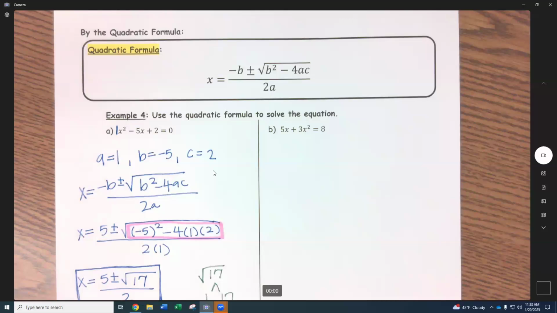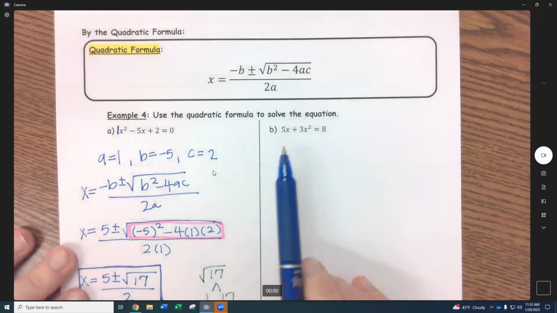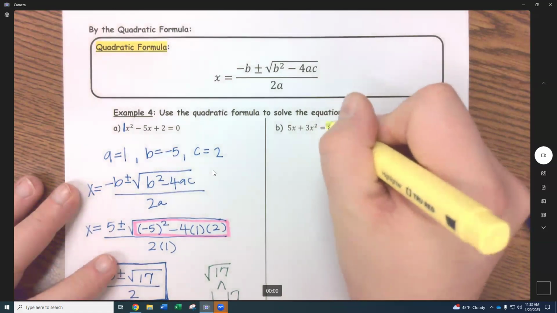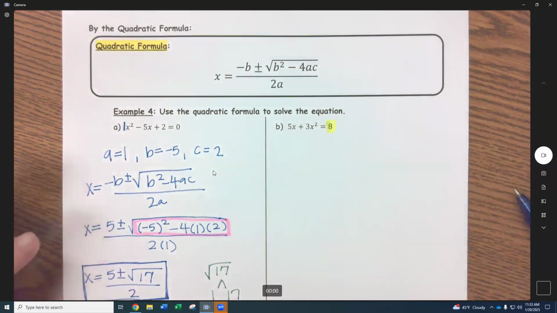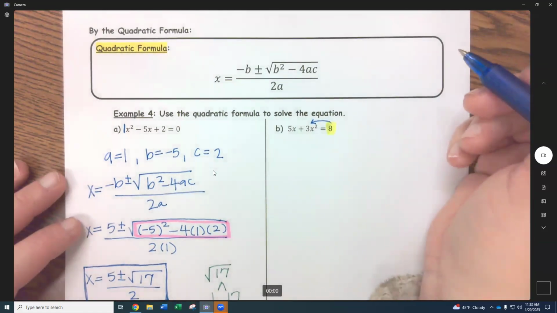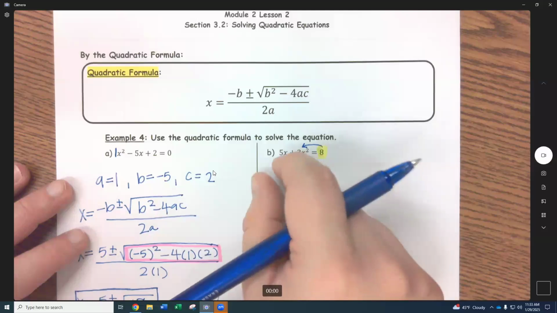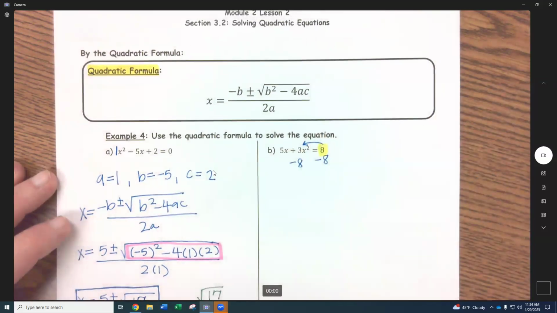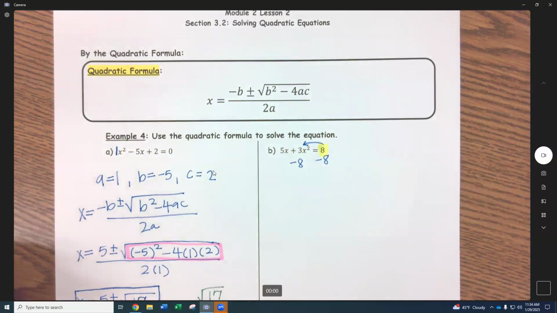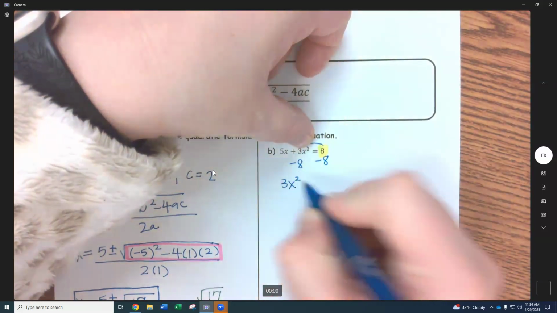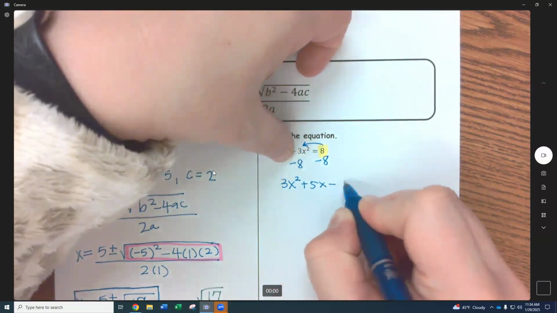So example B, still using the quadratic formula here. And I need to rewrite this because this is not in standard form. We do not want this to equal a number. So what I need to do is move that over to the other side. Now, again, the biggest mistake when you guys do this, you guys just pick up that 8 and think you can move it to the other side like that, but you always have to do the opposite operation. So we're going to subtract that 8 over. Now, while I subtract that 8 over, I'm also going to rewrite this in standard form. So I'm going to make sure to do my x squared first, then my x, and then my constant.